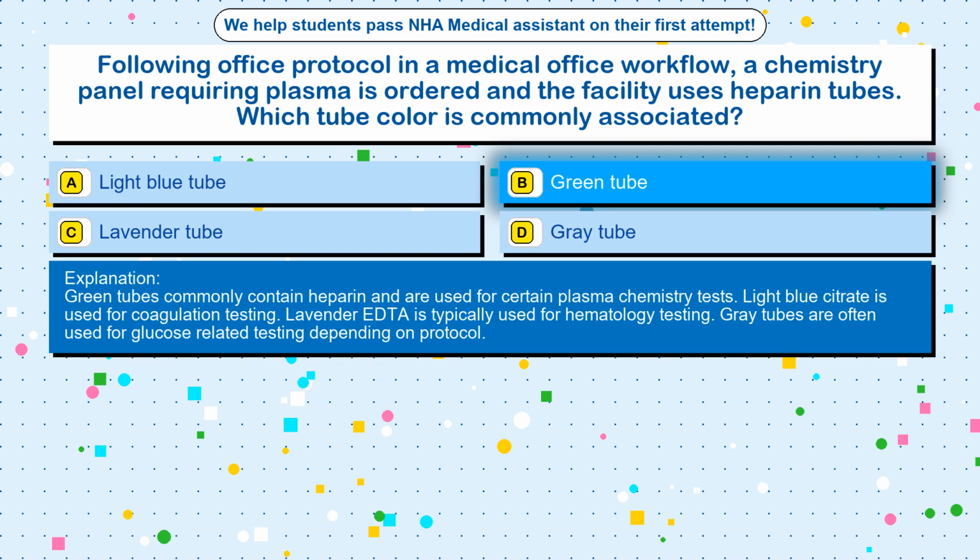Green tubes commonly contain heparin and are used for certain plasma chemistry tests. Light blue citrate is used for coagulation testing. Lavender EDTA is typically used for hematology testing. Gray tubes are often used for glucose-related testing depending on protocol.